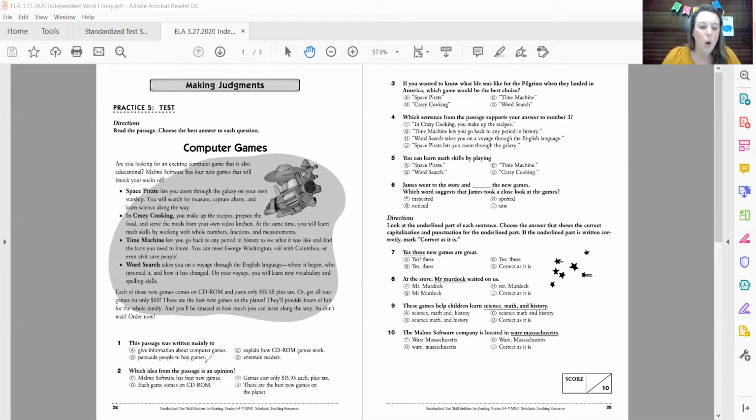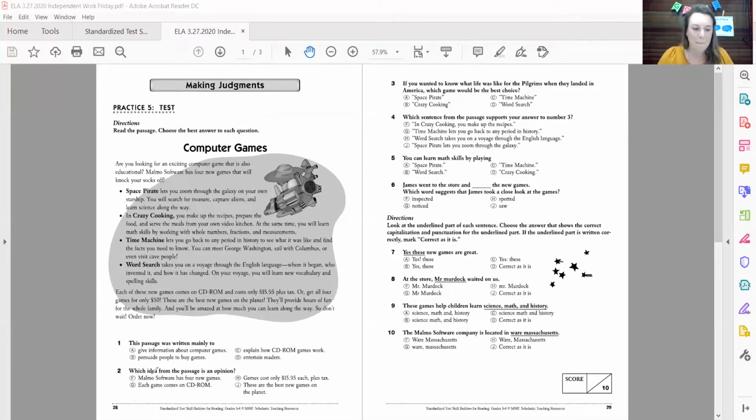Which idea from the passage is an opinion? Remember, it's something you can argue with. Something that someone can argue with.